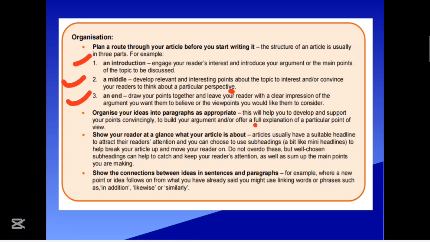Show the connections between ideas in sentences and paragraphs. For example, where a new point or idea follows on from what you have already said, you might use linking words or phrases. We know them as transition words, such as in addition, likewise, similarly, however, furthermore, additionally, in conclusion, in a nutshell. These are transition words that you can use while you are writing any kind of directed writing task in your article as well.